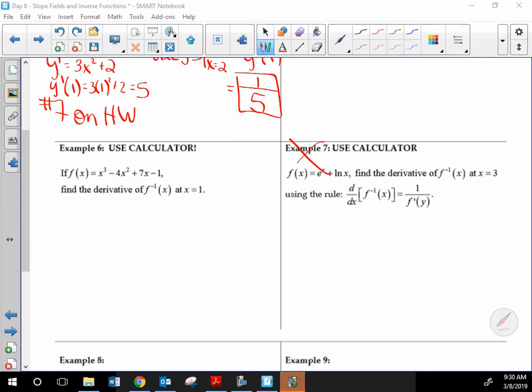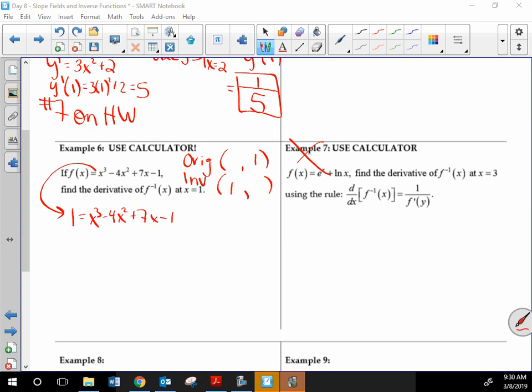Okay. So it says find the derivative of f inverse of x at x equal to 1. So again, original and inverse. Okay, so for my inverse, x is 1. So I need to find where my function equals 1. So 1 equals x cubed minus 4x squared plus 7x minus 1.